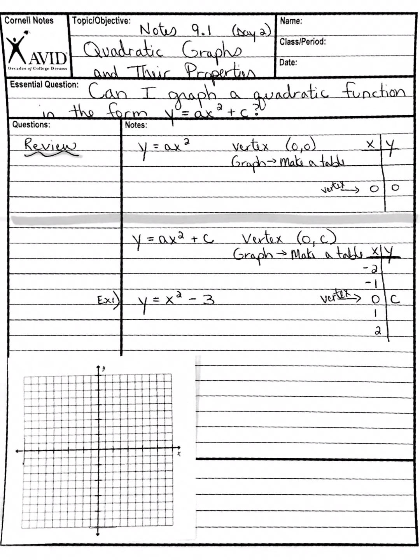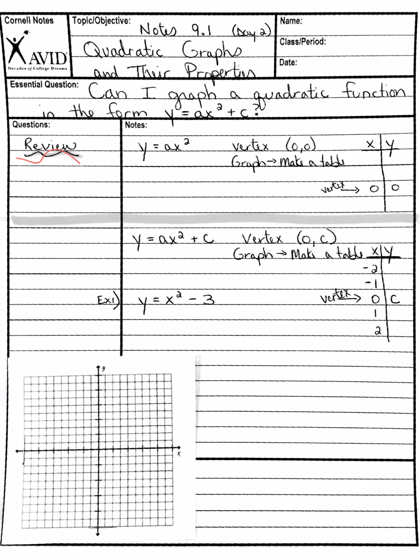So as we go ahead and take a look at quadratic graphs and their properties, notes 9-1, day 2, we're going to look at, can we graph a quadratic function in the form of y equals ax squared plus c? So we're adding that plus c. Let's go ahead and do a quick little review here.